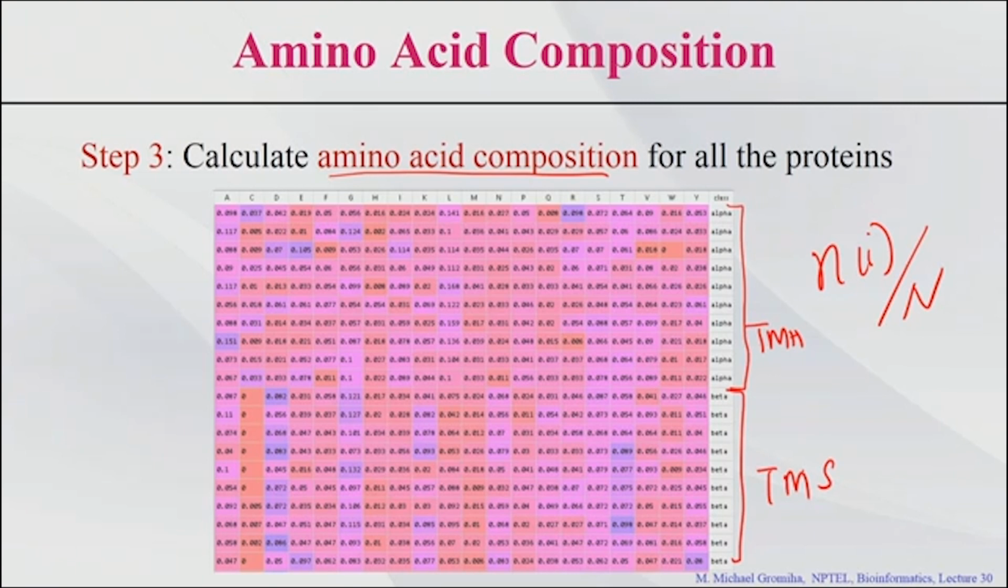If you compare the values, you can see some residues are dominant in the alpha proteins and some in the TMS proteins. For example, leucine is 0.114 or 0.15, but in the case of beta, it is sometimes very low: 0.04, 0.05, 0.06 and so on. Likewise for other residues, for example valine or tryptophan, you can see the difference. We discussed earlier the composition of the different proteins.